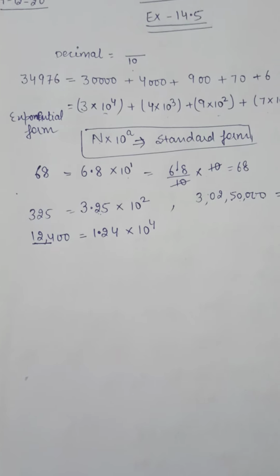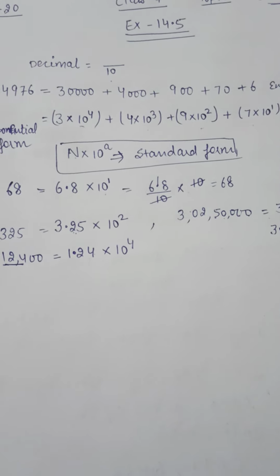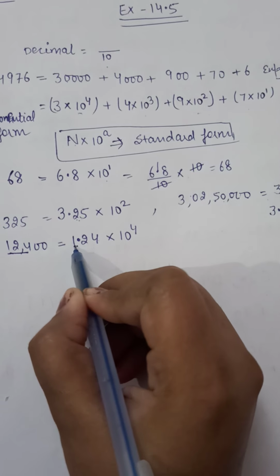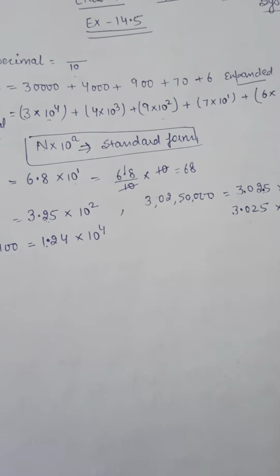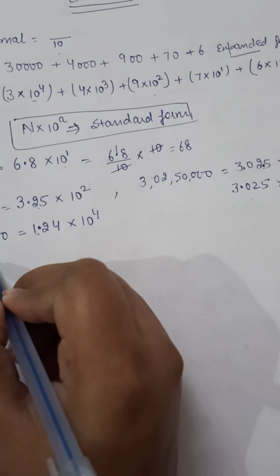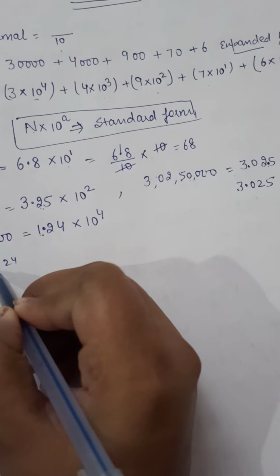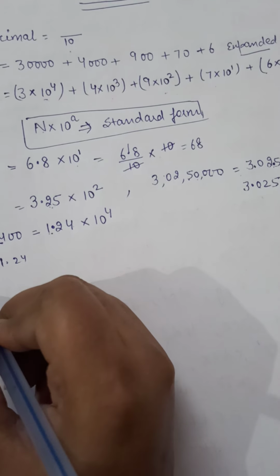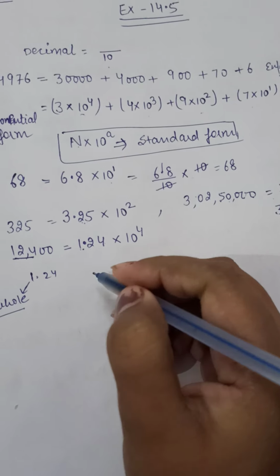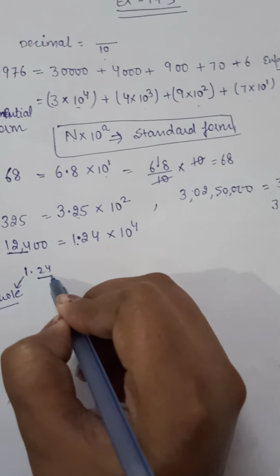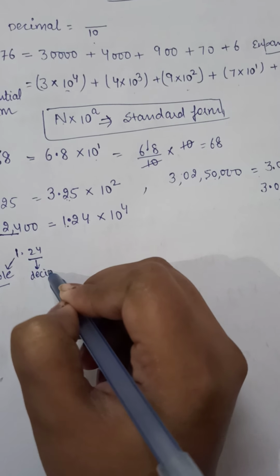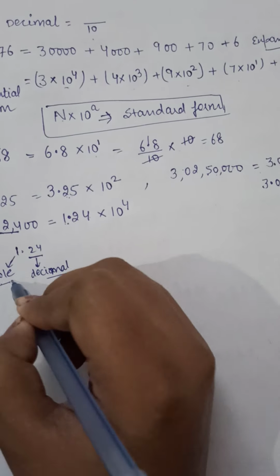One more concept you can use here for the standard form is that any number before the decimal, listen students, this you have studied in class 6th also, that before the decimal this is the whole part, or you can say whole number, and this one is the decimal part, right? So here the comparison we have to do, we will compare with the whole part.